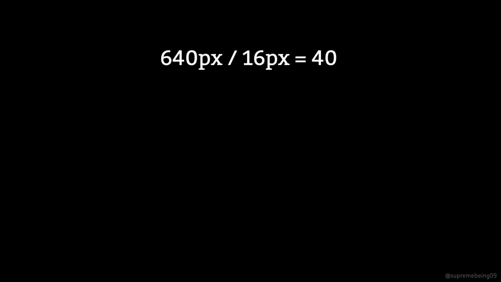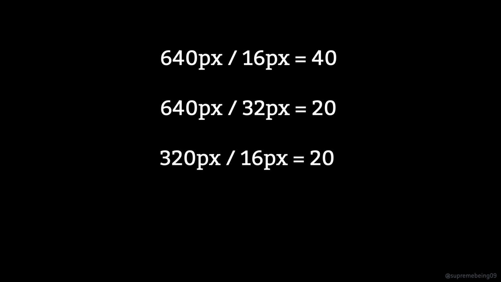If we have a viewport width of 640 pixels divided by the base font size of 16 pixels, we get a ratio of 40. If I increase the base font size to 32 pixels, the ratio is only 20, and this is the same ratio as if I had reduced the viewport width to 320 pixels. When I now look at this at a viewport width of 320 pixels and an increased font size of 32 pixels, the ratio is only 10, so it's even lower.